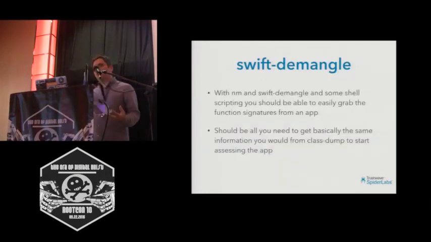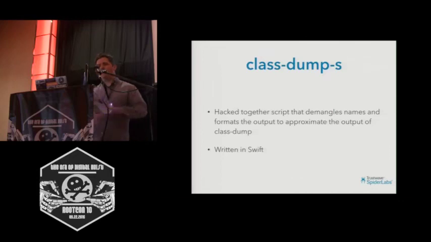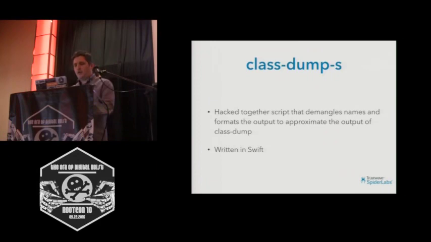So with this, and some basic shell scripting, you should be able to easily grab the function signatures from an app. It should be all you need to get basically the same information that you would from ClassDump to start assessing the app. But the obvious issue with that is it doesn't really look that nice. It's not really formatted in a nice way like ClassDump is. So I hacked together a little bit of script that demangles the names and formats the output to approximate the output of ClassDump. And because it's written in Swift, because why not?